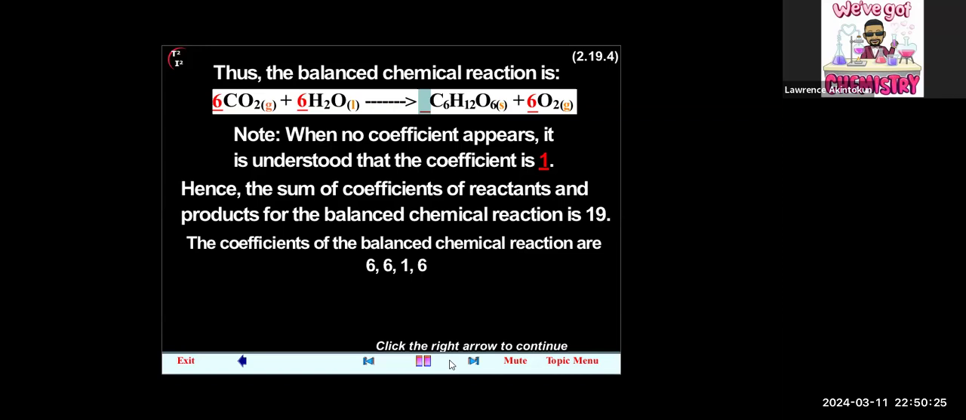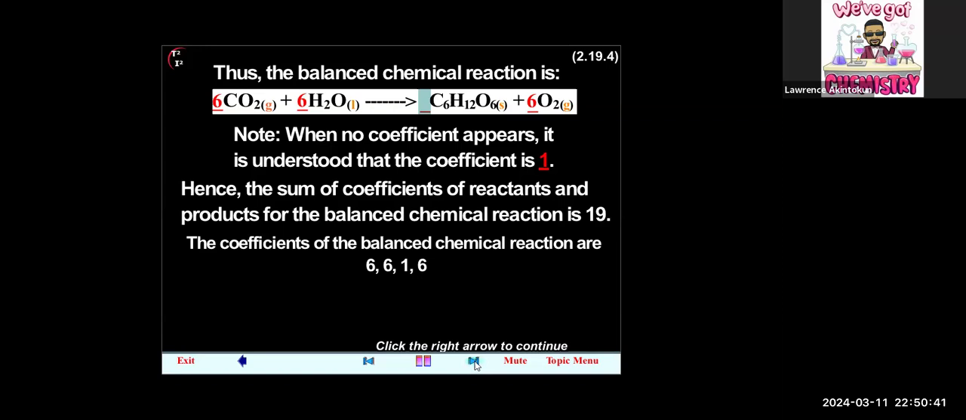So when you add up the coefficients together, 6 plus 6 plus 1 plus 6 gives you 19. In other words, this is just the mole ratio of the coefficients. 6 to 6, 1 to 6.